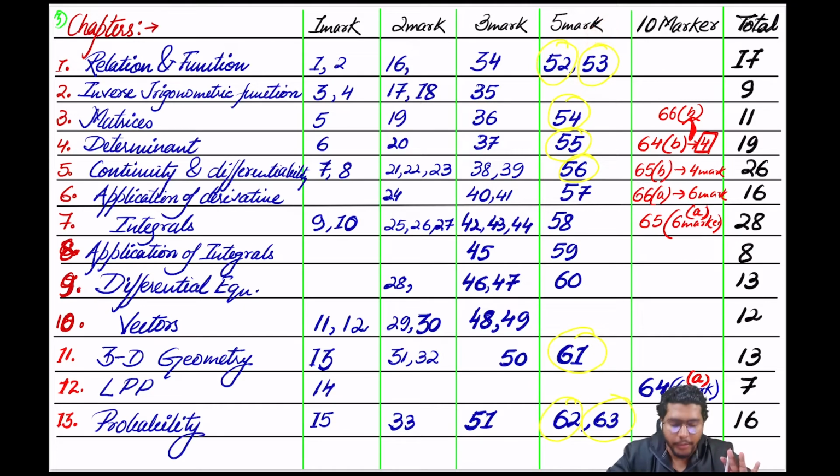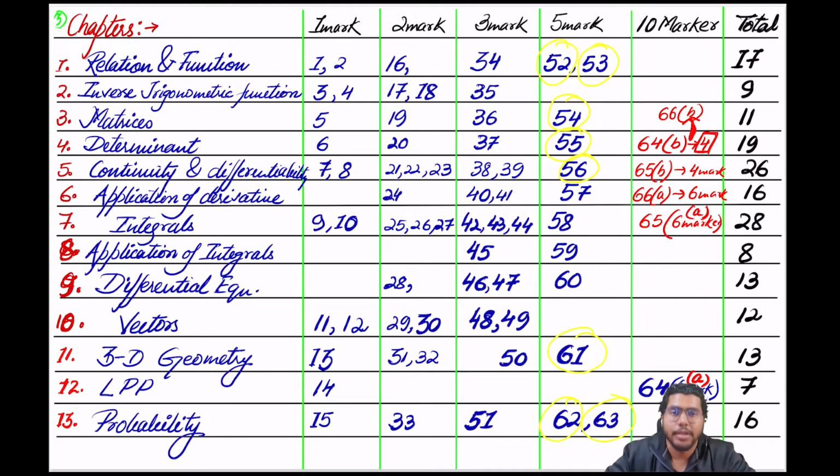Now one 10 marker you need to do. Which one? The 10 marker which you need to touch is the LPP, giving you a 6 marker, and one question of matrices done. So you don't have to worry. What you have to do for the pass package: take the 5 markers here and 1 10 marker. That gives you the 40 marks and you're passed.